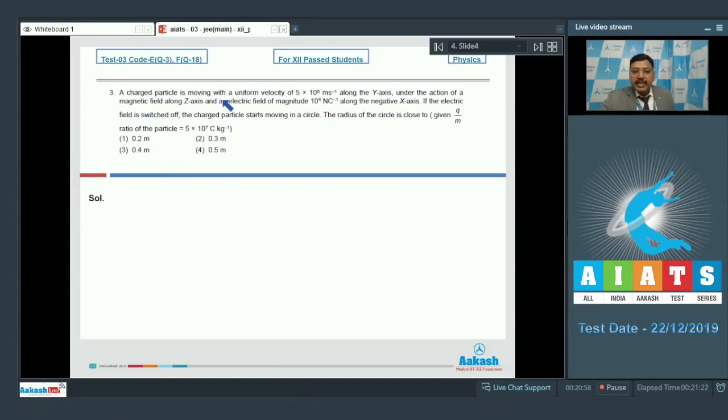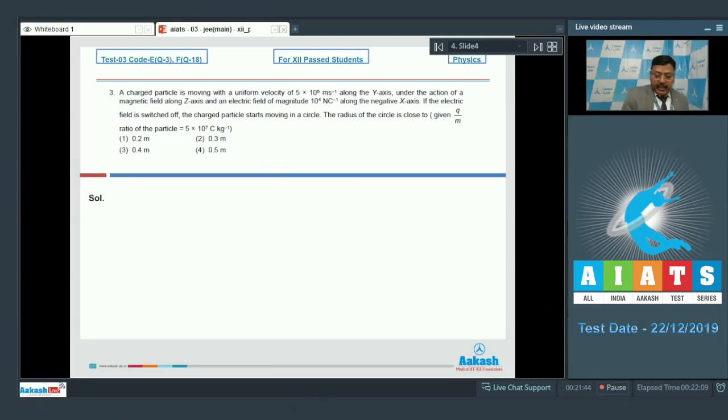Well, what the question is saying is that the particle is moving with a uniform velocity whose magnitude is given along y-axis under the action of both a magnetic field along z-axis and an electric field of 10 to the power 4 Newton per Coulomb along the negative x-axis. So the particle is moving with uniform velocity. That means the resultant of magnetic force and the electric force on the particle is 0. Later on, the electric field is switched off, and after that the particle starts moving in a circle. We are supposed to find the radius of that circle.